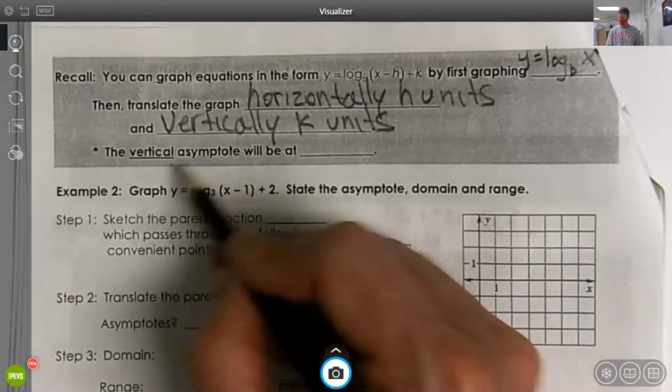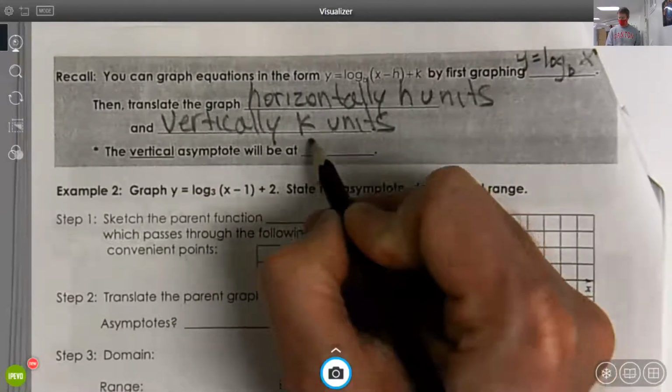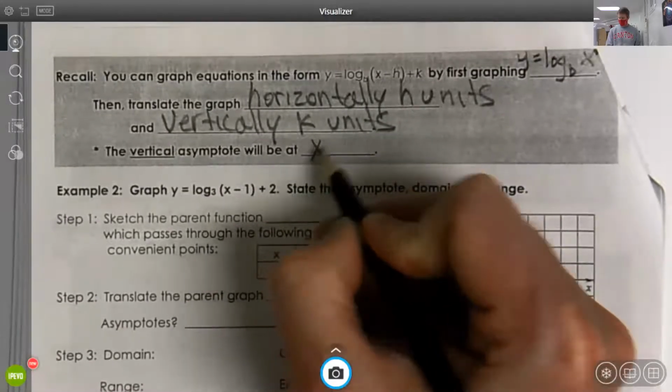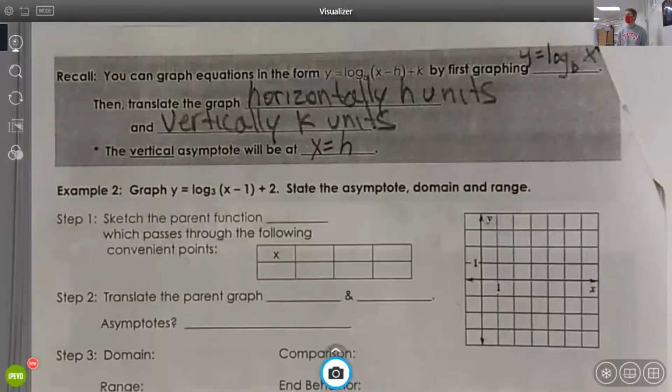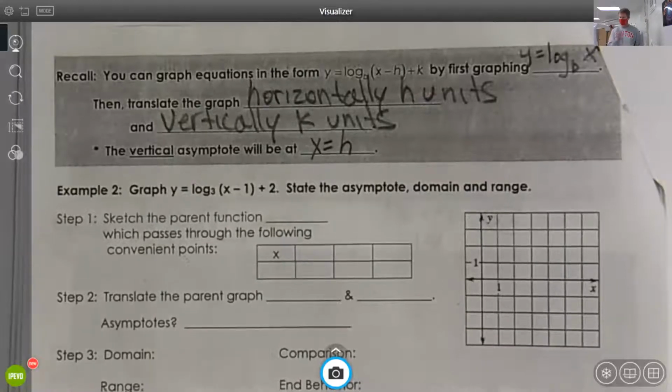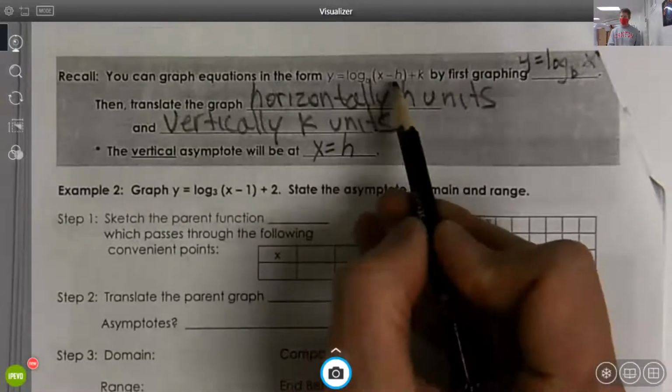The vertical asymptote will always be x equals h. So the asymptote is going to be whatever going up and down to the right, and that's determined by the h value.